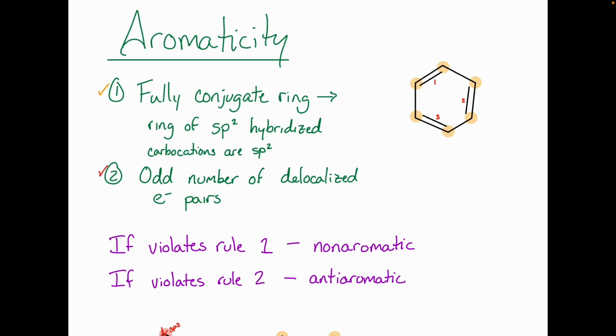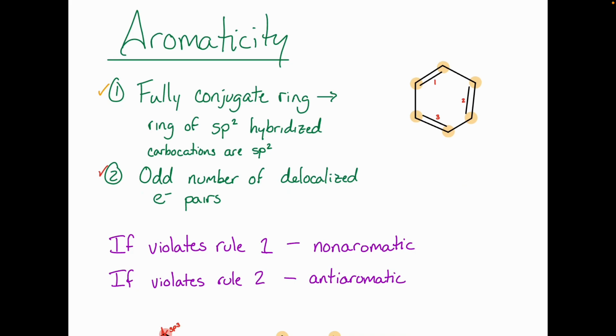So let's finish up this chapter. All right, remember last class we left off talking about this concept of aromaticity. We had these two rules. In order for a compound to be aromatic, it has to be a fully conjugated ring, and it has to have an odd number of delocalized electron pairs.